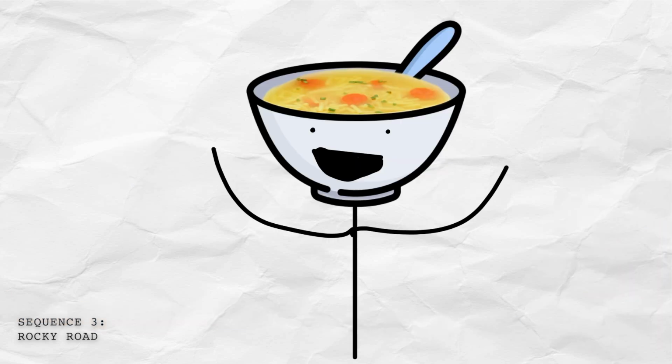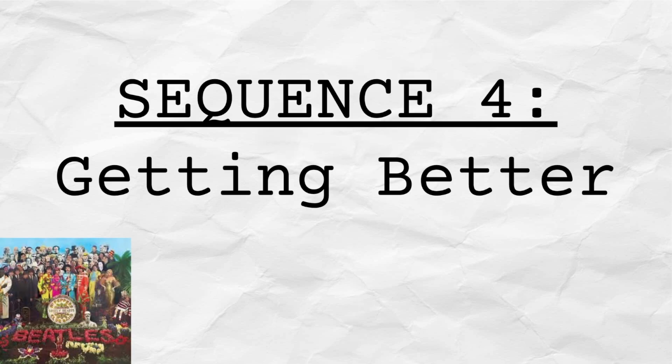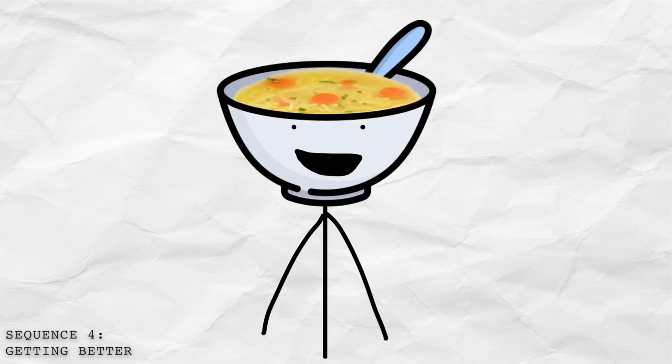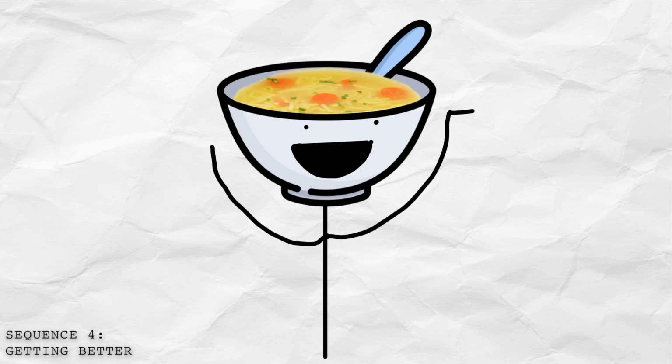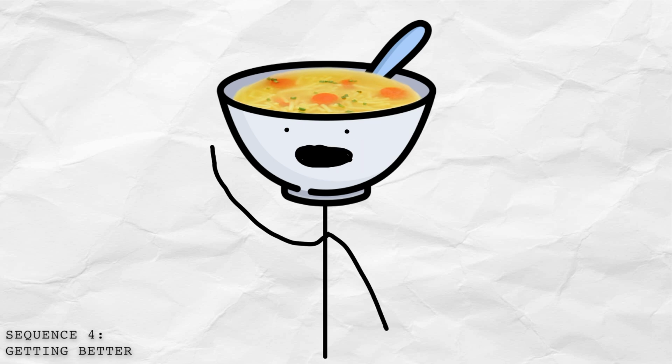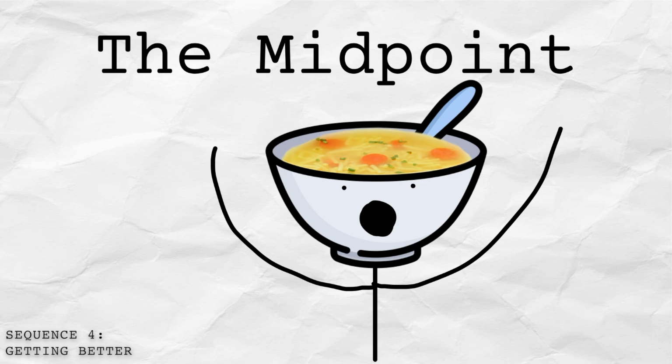Whatever it is, it leads directly into Sequence 4, Getting Better. I named this one after the Beatles song. Sequence 4 continues the action of Sequence 3. The obstacles are getting more difficult, but the hero keeps rising to the challenge. Where they were failing miserably before in their new situation, the hero is now starting to get a handle on things. But the most important thing about Sequence 4 is that it contains the midpoint.